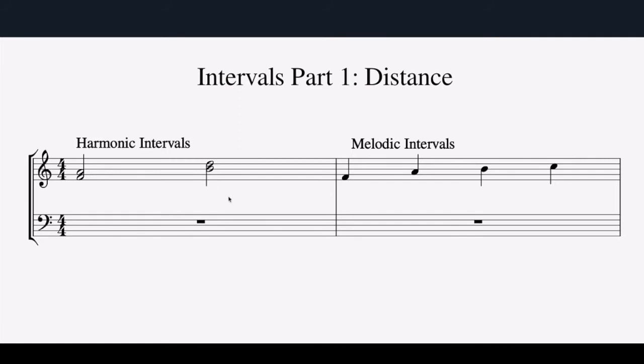The same goes for the interval between this B and this D. B, C, D. 1, 2, 3, or the distance of a third.